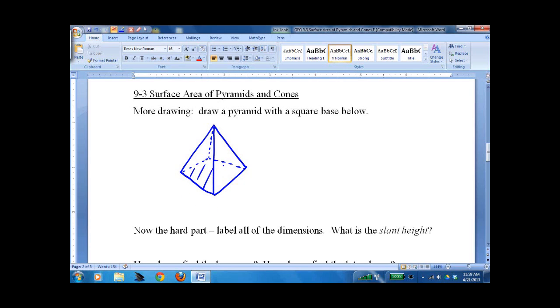This is the base, and we're going to make it a square. This is a base edge.